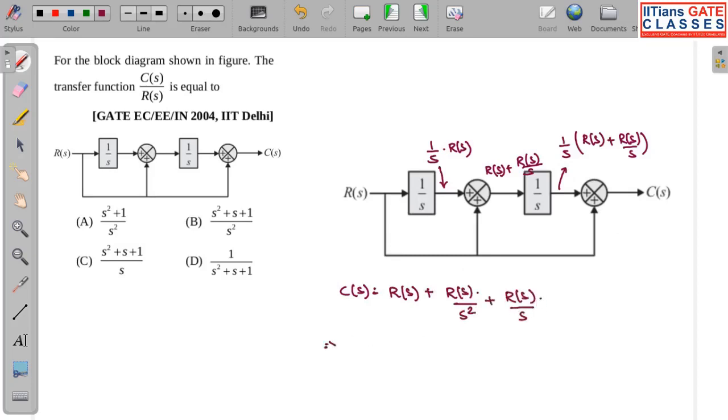Okay. So CS by RS is equal to, let me take LCM. So S square common. So this will be S square plus S plus 1. So which option do we see over here is correct? Option B is correct. Okay. So that will be your S square plus S plus 1 divided by S square.